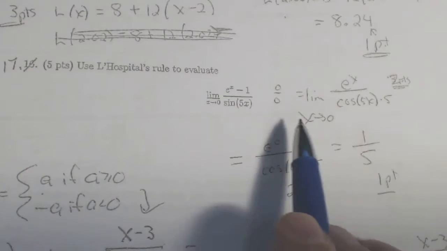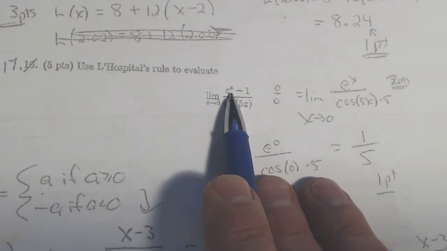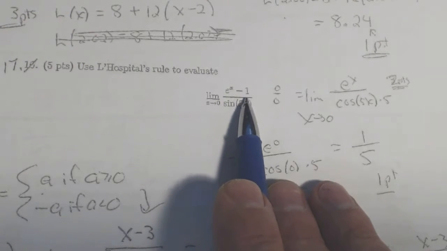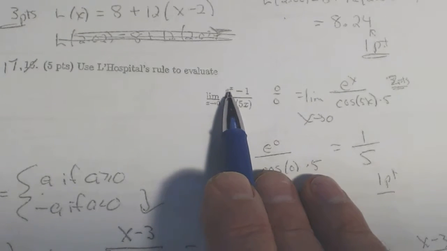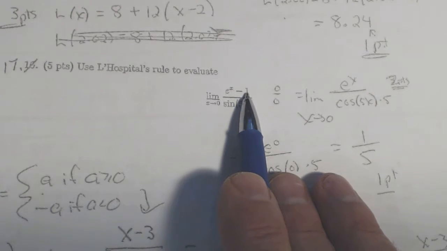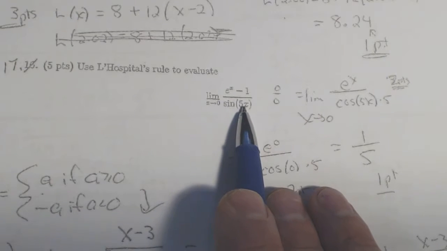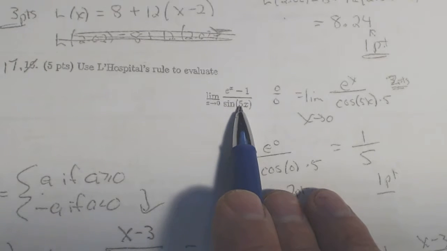Okay? So we've got, this is e to the x minus 1 over sine 5x as x goes to 0. If you plug a 0 in, you get e to the 0, which is 1, minus 1 is 0. And if you plug a 0 in here, you get the sine of 5 times 0. The sine of 0 is 0.